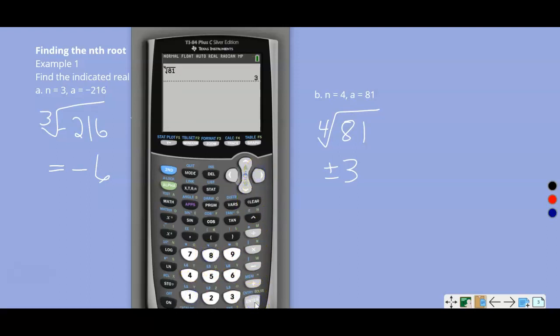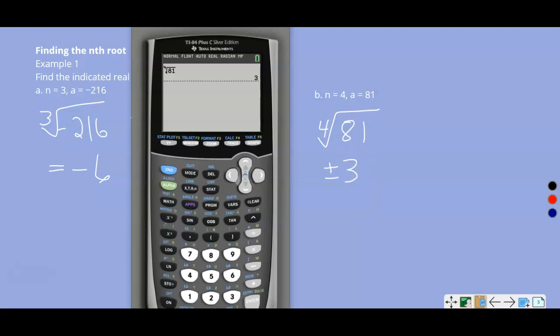And that's going to give you 3. It's only going to give you your principal root, but that one would be plus or minus 3, just because if you take 3 and raise it to the 4th power, you get 81. But if you take negative 3 in parentheses and raise it to the 4th power, you also get 81. So the even indexes make it a little bit different.